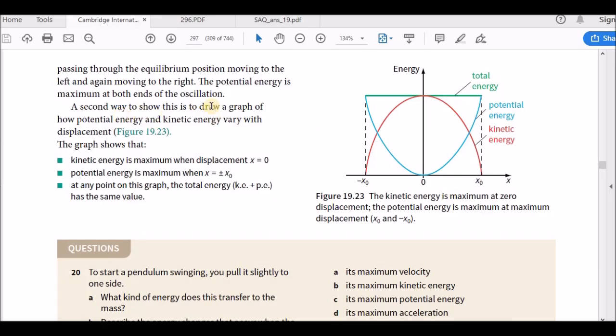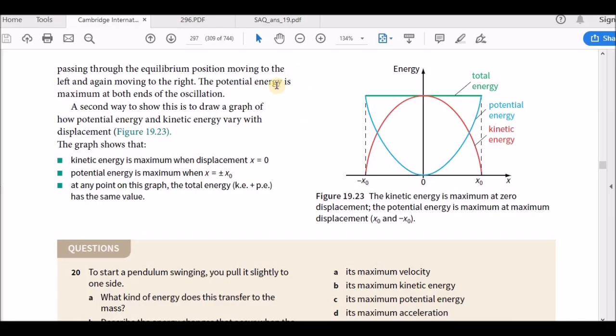A second way to show this is to draw a graph of how potential energy and kinetic energy vary with displacement. When the potential energy decreases, the kinetic energy increases by the amount that the potential energy decreased by. So always, if you look at this in the vertical direction, the sum of kinetic and potential energies is a constant. That means the total energy is constant.